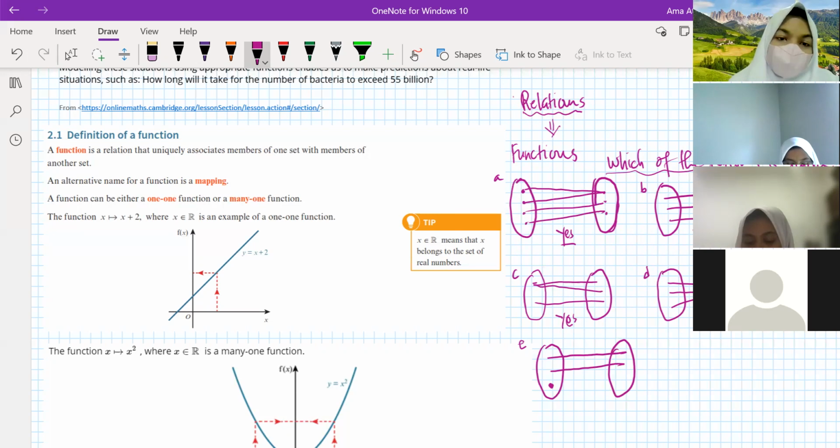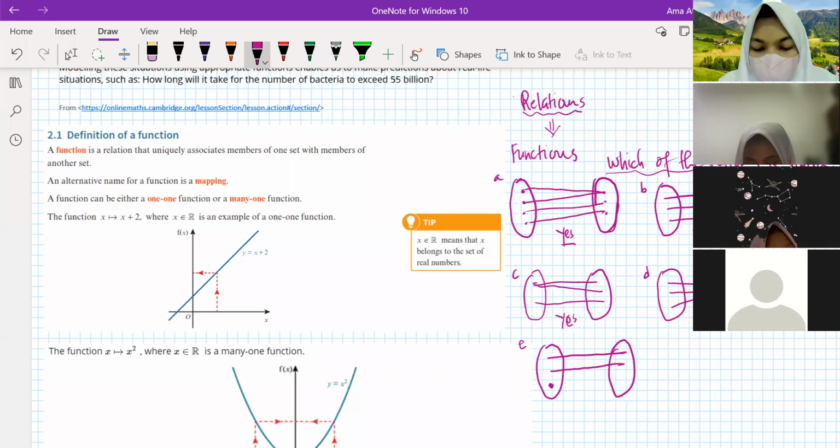Who else do we have here? Rizka Mabrura, do you have any objection? Do you agree with your friends' answers for number A, B, and C? For number A, B, yes, but C, I don't think so. Why don't you think so? Because they match each other and I think I don't know, Miss.